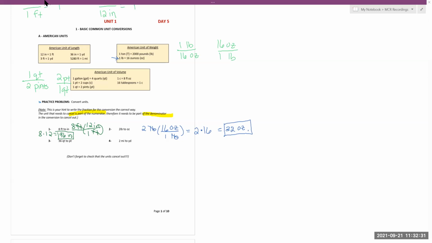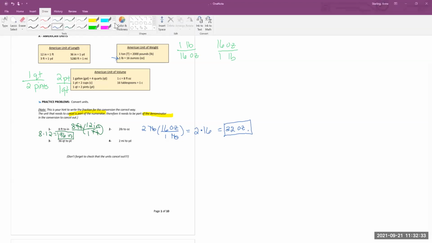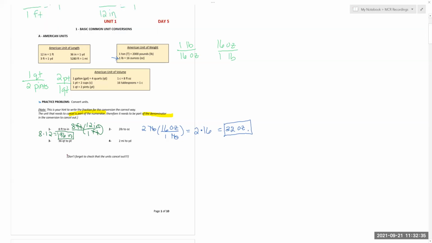All right, take a look at question 3. If I want 36 quarts to pints, let's see what it says. 1 quart is 2 pints. Quarts will cancel. So that leaves me with 72 pints.